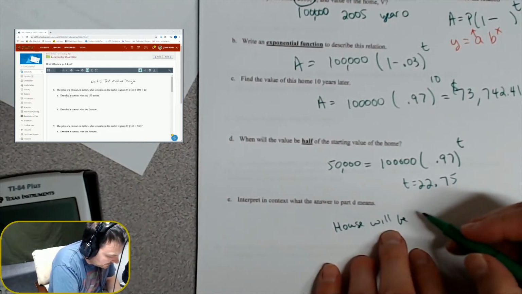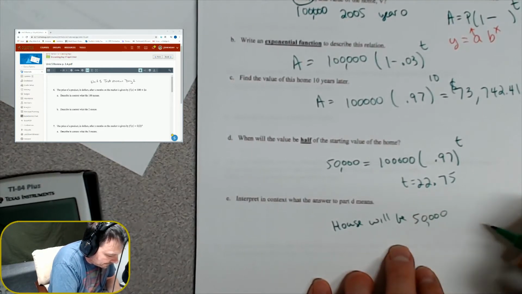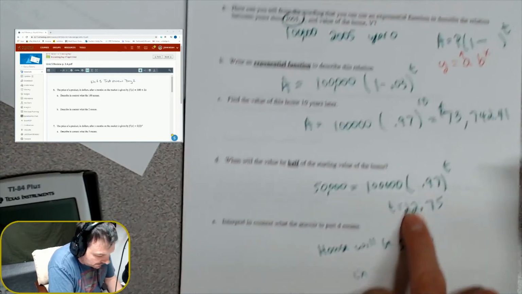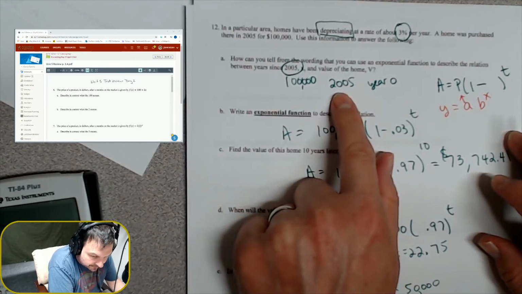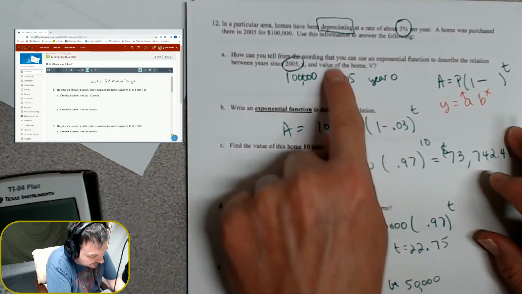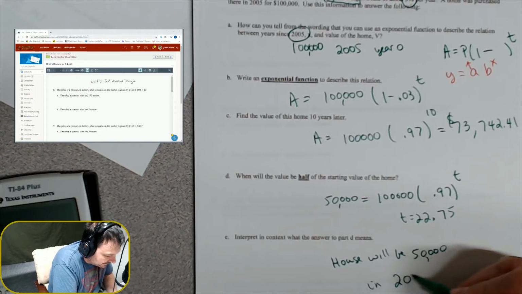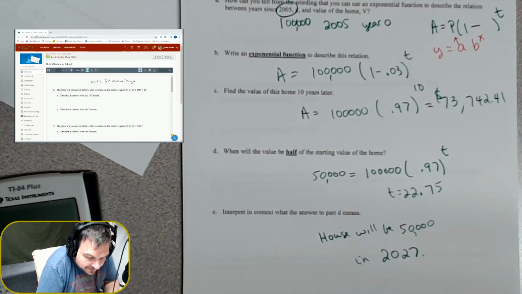Sounds good. Okay. Their house will be $50,000 in, now what year? Don't say 22 year. There's no such thing as year 22. The zero, you got to know the zero. Zero was 2005. So if we add 22 to that, 2027. Your house will be half the price you paid for it in 2027. See how that works?